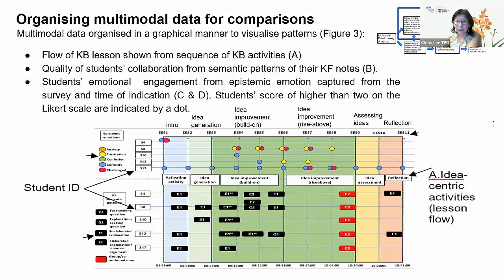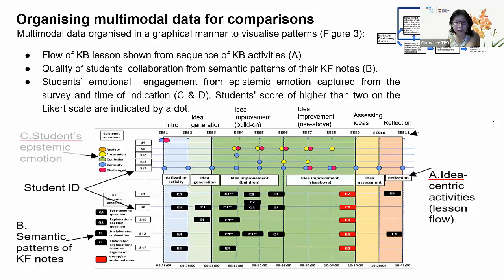So you can see that for each student's ID, they are placed together, and then we have the semantic pattern for the KF notes that we have coded based on the quality of question and explanation. And then we look at their students' self-reported epistemic emotion, which is the 5 colored one. So at one look, you can see that if there are more colors appearing, the students are reporting that they are feeling more emotion at that point.